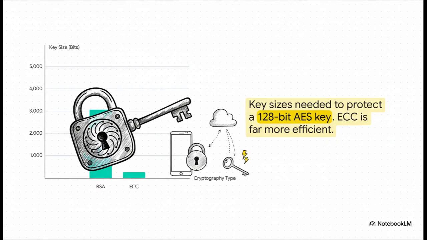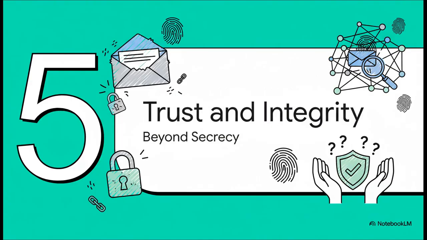Because the math underneath is so much harder, ECC can provide the exact same level of security with a much smaller key. To get the same strength as that huge RSA key, you only need this tiny little ECC key. That's a massive difference, and it makes ECC way faster and absolutely perfect for devices with limited power, like all of our smartphones.